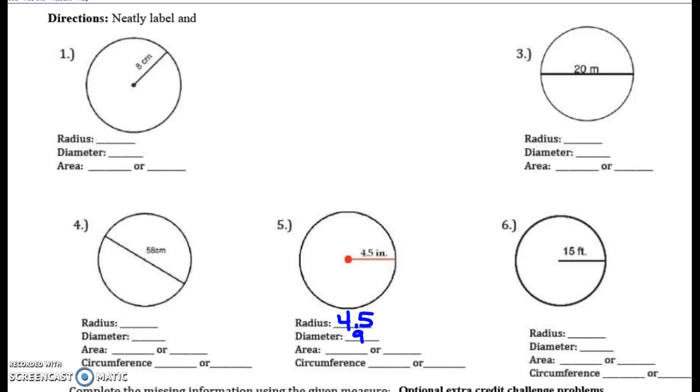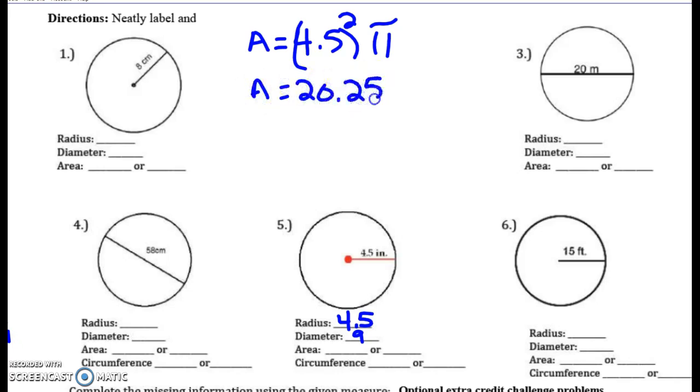To calculate the area, I need to square the radius and then multiply by pi. So let's start by finding the exact area. Area equals 4.5 squared times pi. When I multiply 4.5 times 4.5, I get 20.25, and then I need to add the pi symbol. So that represents the exact area. Not sure if I have room to write it down here on this line, so I'm just going to draw that there.